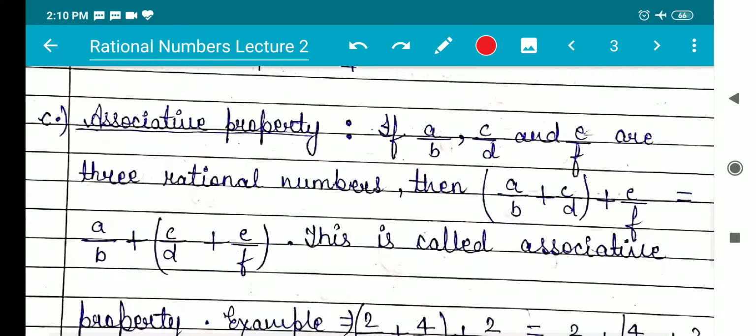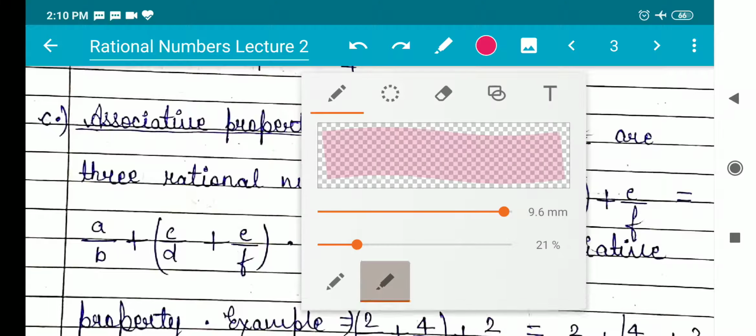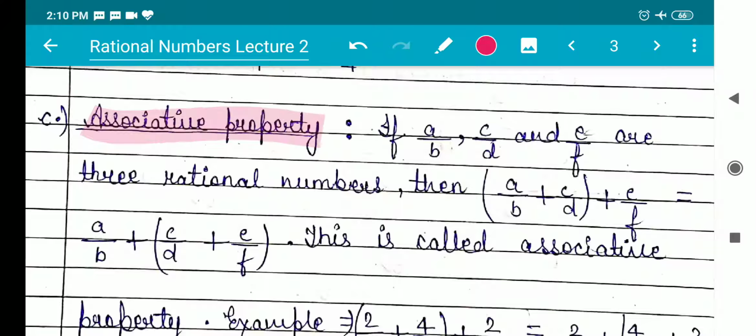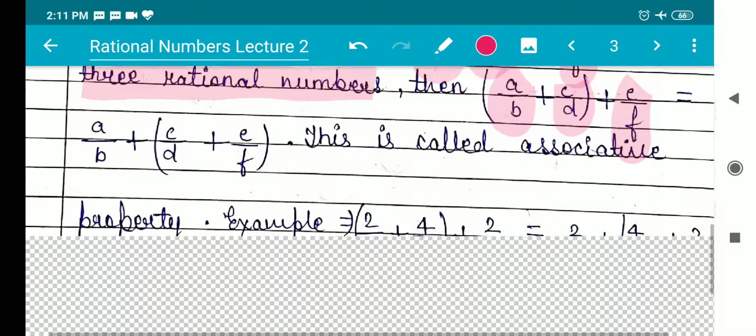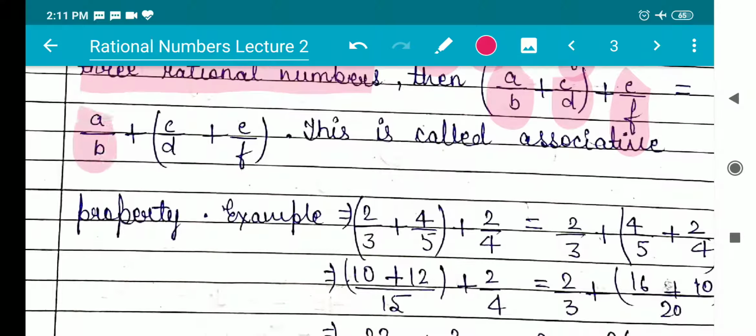Third one is the associative property. This property says that if a by b, c by d and e by f are three rational numbers, then under bracket a by b plus c by d, plus e by f, is equal to a by b plus under bracket c by d plus e by f. This is called the associative property.